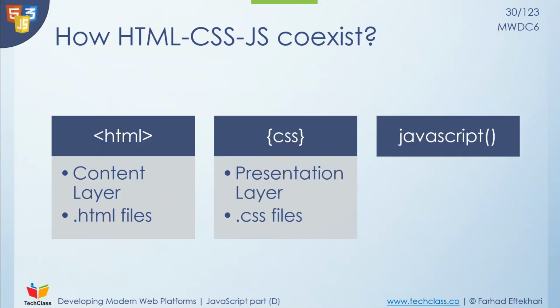CSS is the presentation layer of the pages, as you got also familiar in the CSS part. And the extension could be CSS for external CSS files. And JavaScript is the behavior layer, which you're going to understand in this part of the course. And the extension of the files is also JS.